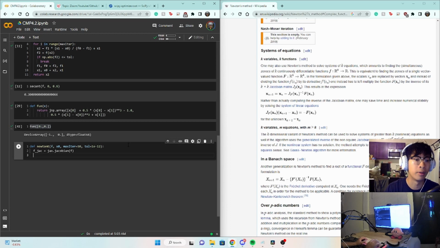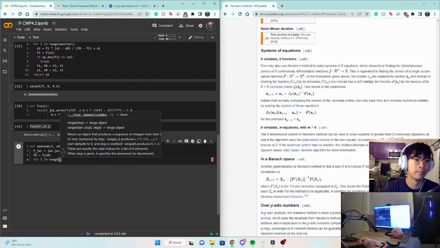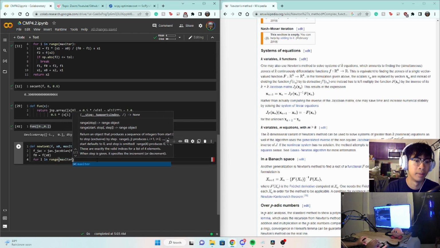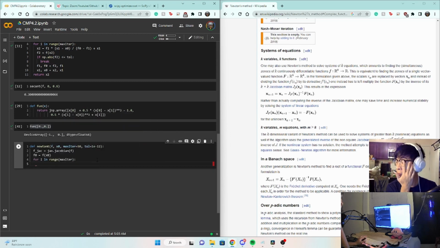Let's keep going. Let's call this f0, and it's going to be f evaluated at x0. So we can start iteratively solving our function now for the root. For i in range maxiter, that's going to be our for loop. The first thing we want to do is calculate the new x value where it crosses the x-axis, and it's based upon this formula here.